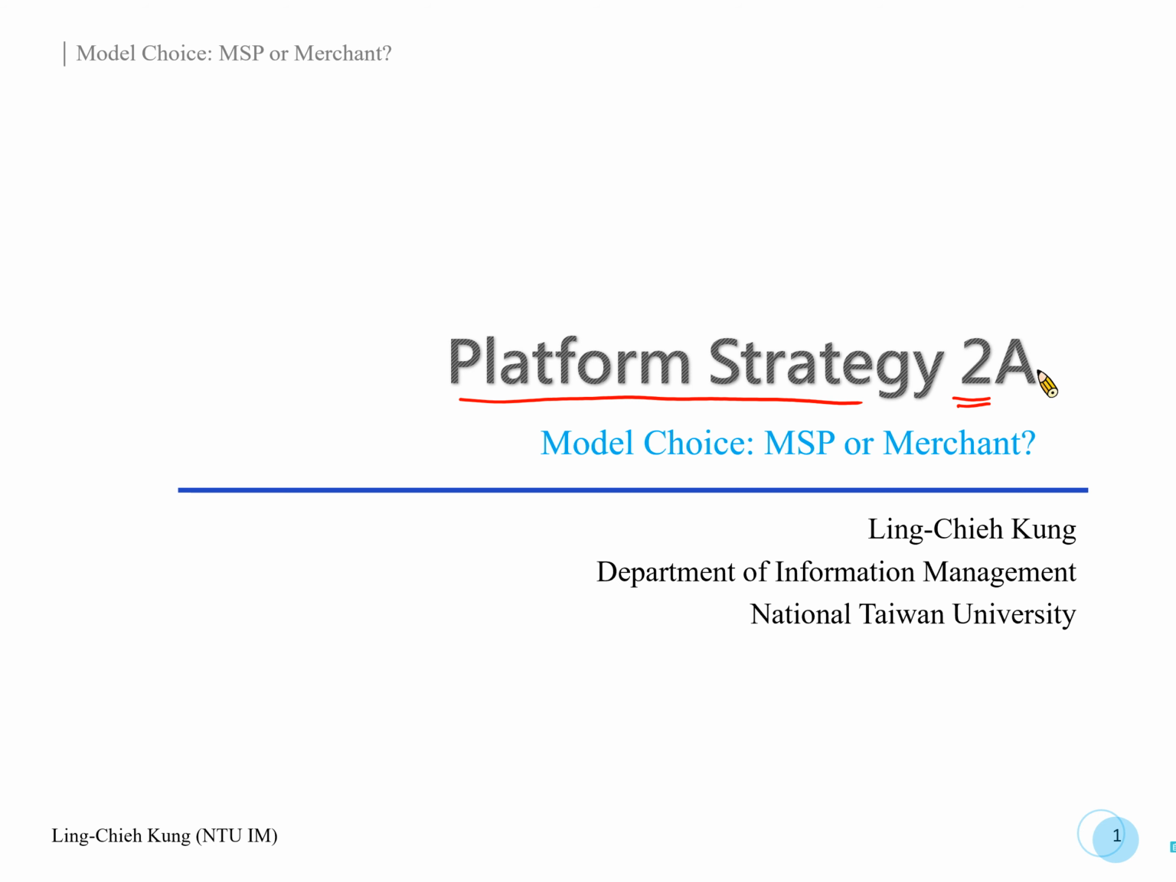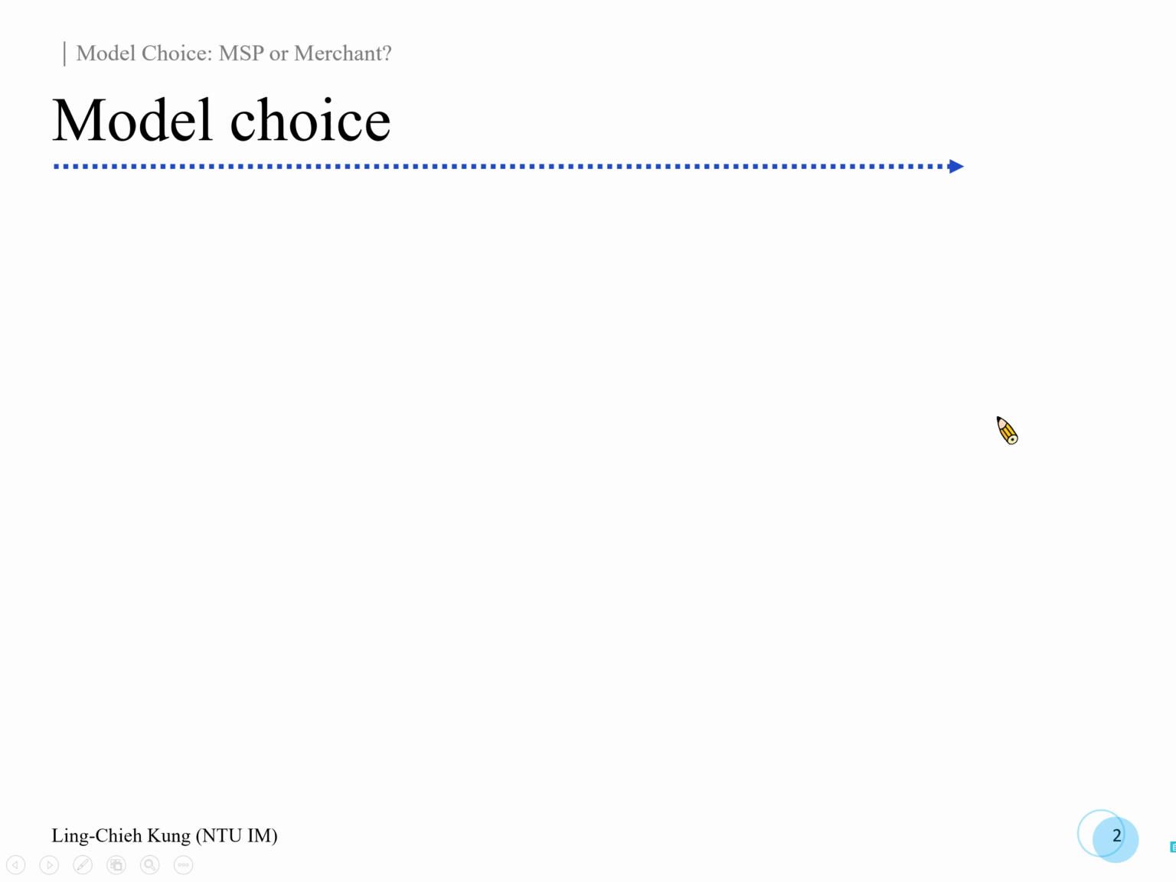This is our second lecture, and in this part A, I'm going to give you a very brief introduction about what we want to do in this particular lecture. We will focus on the issue of model choice. When we want to do a business, should we do a multi-sided platform or should we do a merchant? This is a model choice question. The first question regarding platform strategies, of course, is: do we really want to be a platform?